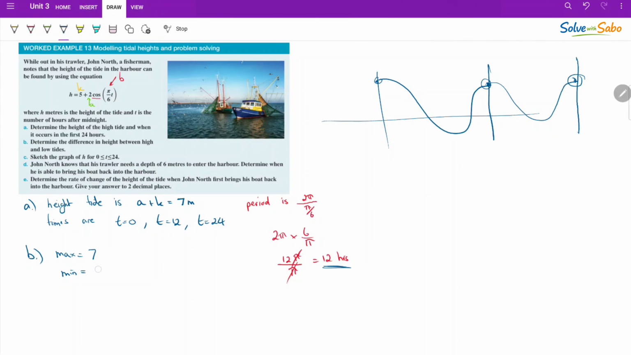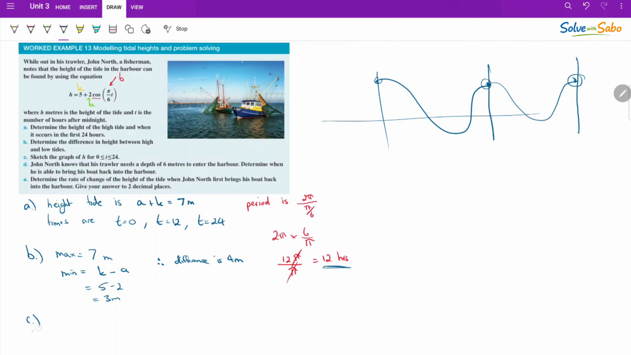The minimum is going to be at K take A. So 5 take 2, so 3. Therefore, the difference is 4 meters, which is basically from 3 meters up to 7 meters. Nice and easy so far.